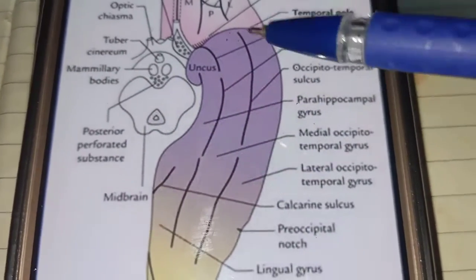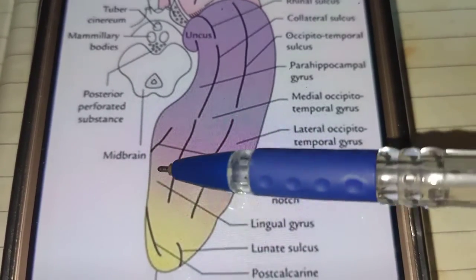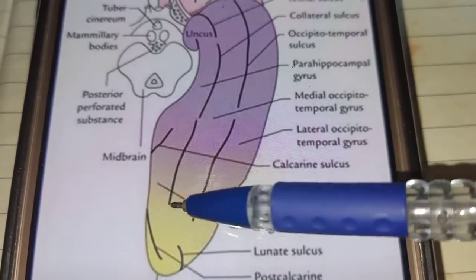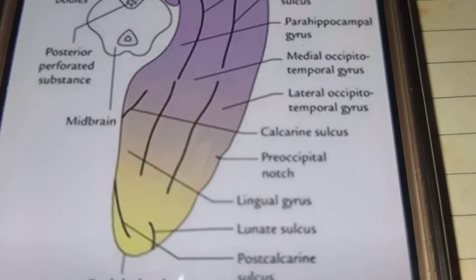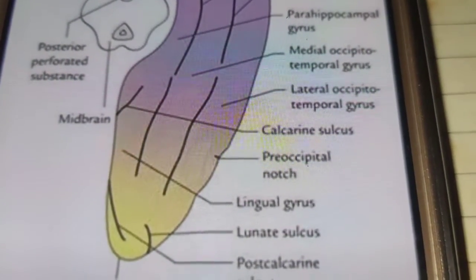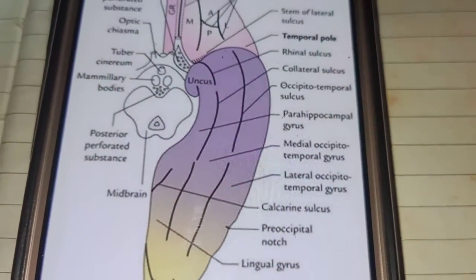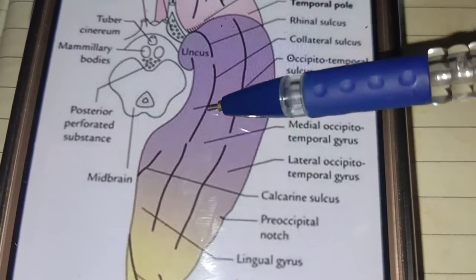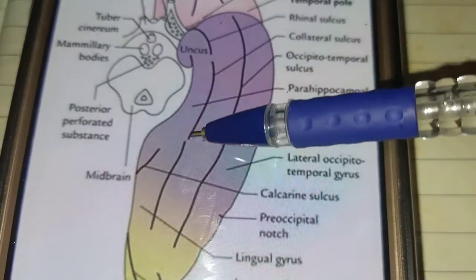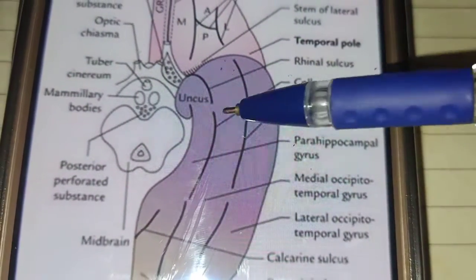Okay. And the next gyrus is the lingual gyrus. So this is the lingual gyrus. Okay. So these are the sulci and the gyri which are present on the tentorial part of the inferior surface. Okay. I'll repeat again. First is the collateral sulcus. This is the collateral sulcus.